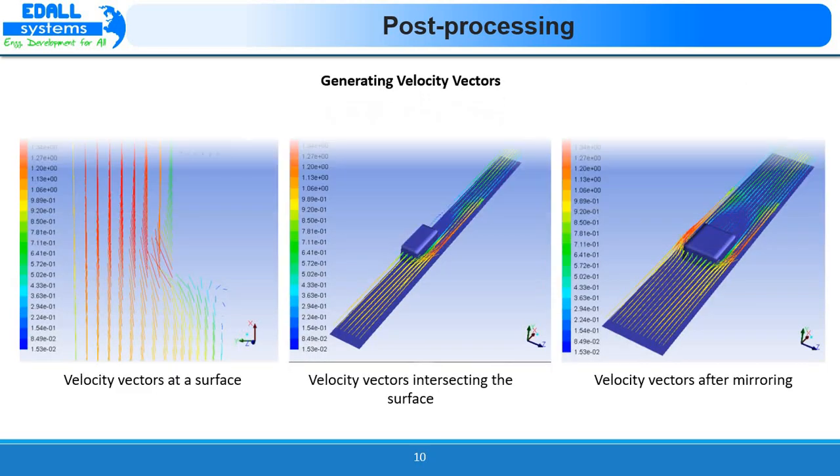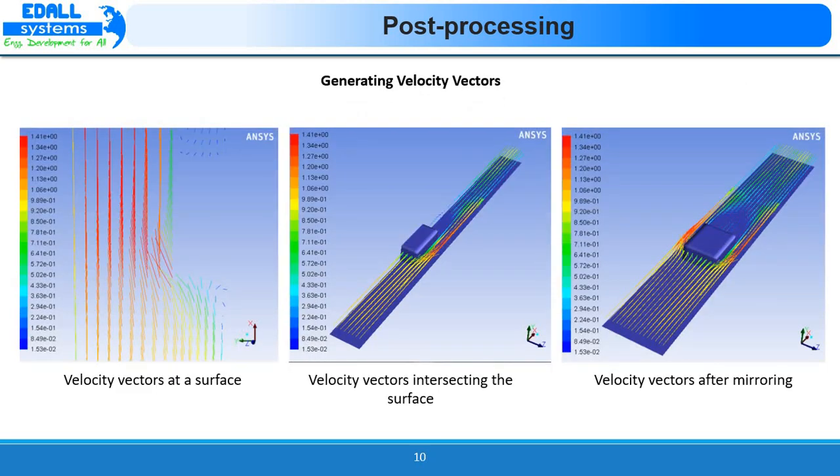Here I have added three figures for understanding how velocity vectors work. This is the velocity vector at the surface. We can see arrows are moving in a downward direction. Then we have velocity vectors intersecting the surface. Here in the first figure, we can see that just vectors are displayed. We can even put a surface in between and see how the variation is happening with the intersecting surface. Next we have velocity vectors after mirroring. So we can also mirror our images. We can do it for half model, we can do it for full model. So this is the display of the velocity vectors for the full model.